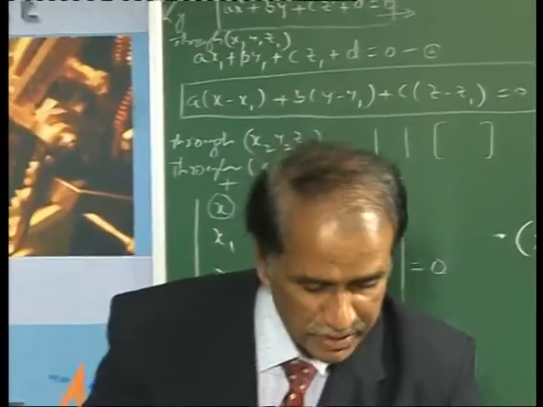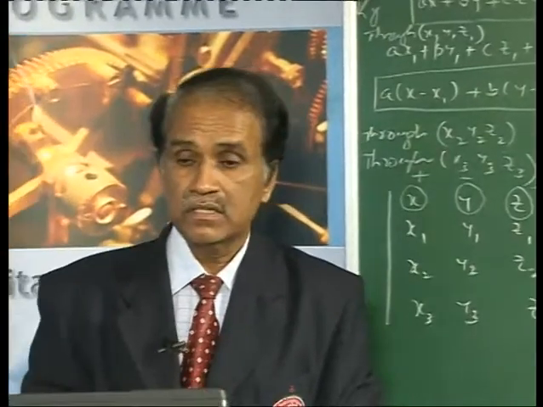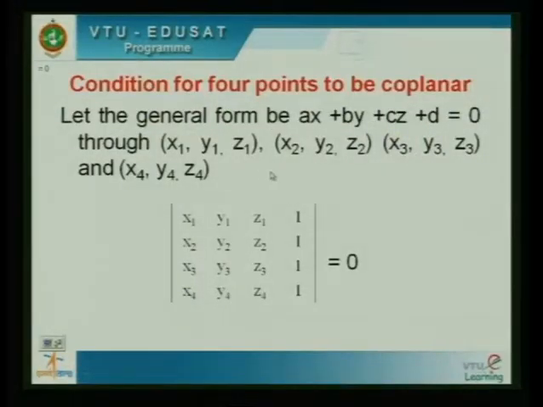That is the meaning. But what is the mathematical condition for saying that all these four points, that is x1, y1, z1, x2, y2, z2 and x3, y3, z3, all these four points, are coplanar? They are all numericals.